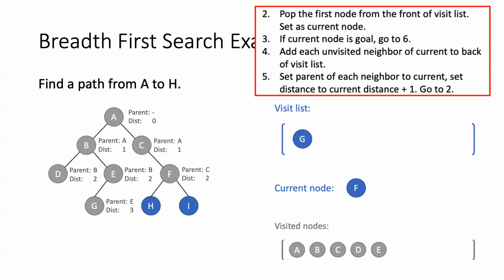So what new neighbor do we put on? What's that? H and I. Great. So H and I then come up, and they all have distance 3. Great. All right. What happens now?